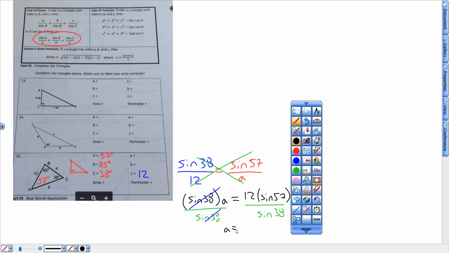So here I go, doing all that work. Hopefully my calculator works. 12 times sine 57. And again, I've got to put that parentheses because I got to make sure I times 12 and sine 57 first before I divide. So parentheses, 12 times sine 57, close that parenthesis, and then divide that by sine 38. That should give you A is about 16.3. I'll go to one decimal place.